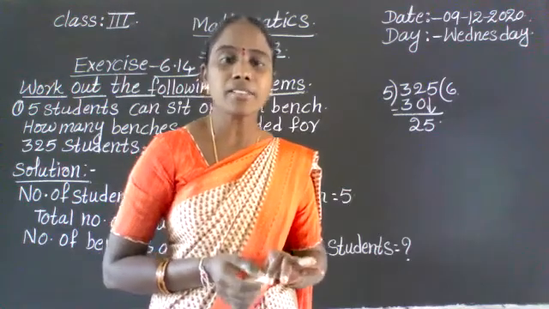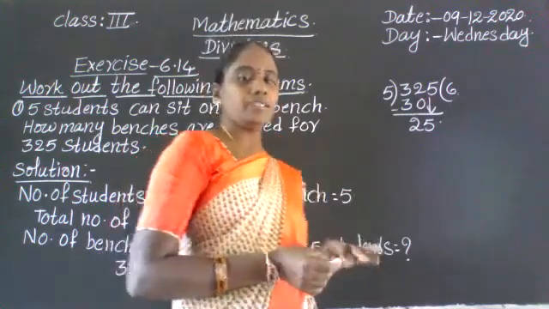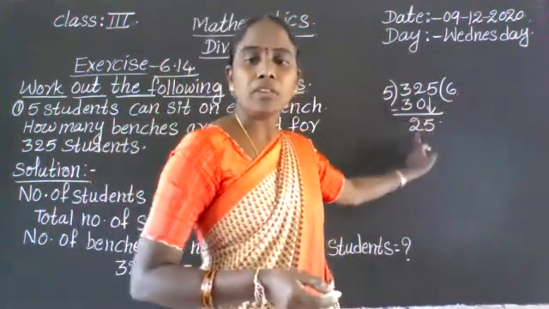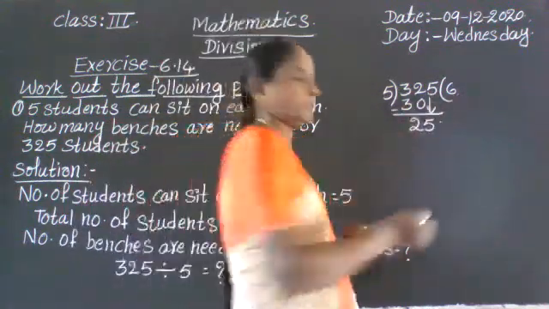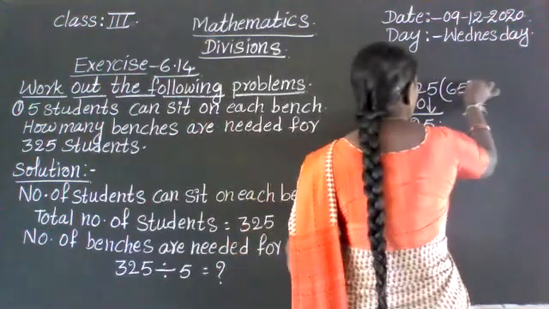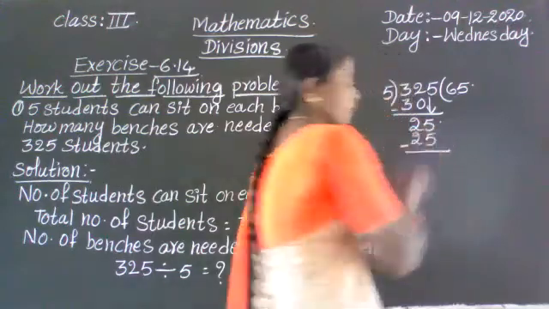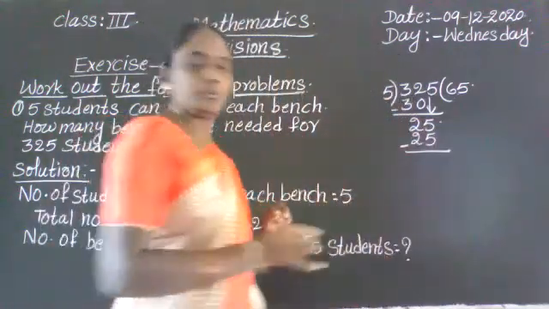Yes, 5 5s are 25. Very nice. 5 5s are 25. So write 5 in the quotient place, and write 25 down in the dividend. 25 minus 25, 0.